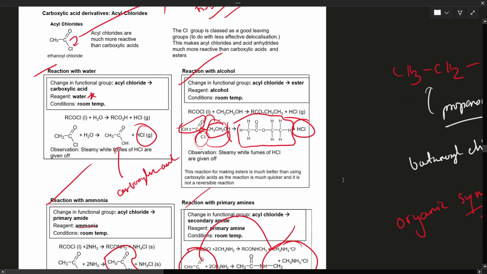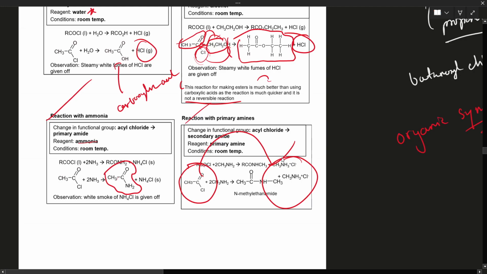Yeah, exactly. Look, there is a note provided. This reaction for making an ester is much better than using carboxylic acid, as the reaction is much quicker and it is not a reversible reaction. That's right. Reversible reactions do not go to completion. As a result, there is a high chance that not all the esters will be produced, or pure ester will not be produced. That is why if you react acyl chloride with the alcohol, you will get your desired ester in a much purer form. Okay, so that's what I wanted to say.